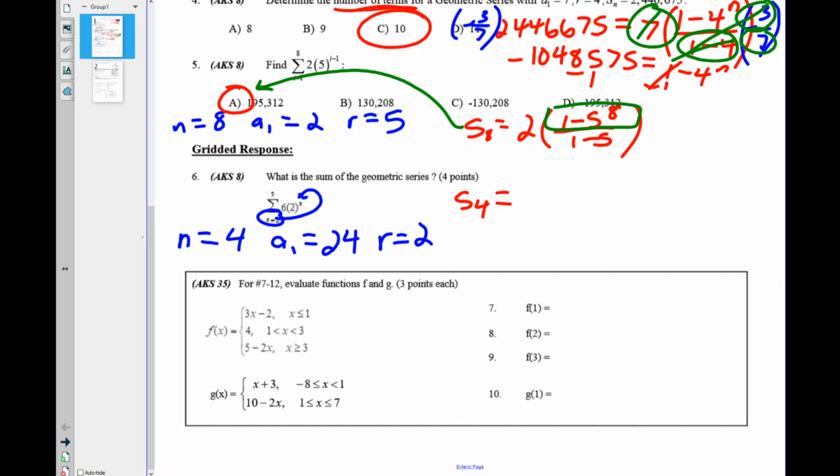Sum of these 4 numbers is equal to first amount, which is 24, times 1 minus 2 to the 4th over 1 minus 2. And heck, you can do this one almost mentally, because I know 1 minus 2 is -1. 1 minus 2 to the 4th is -15. So -15 divided by -1 is 15. What's 24 times 15?